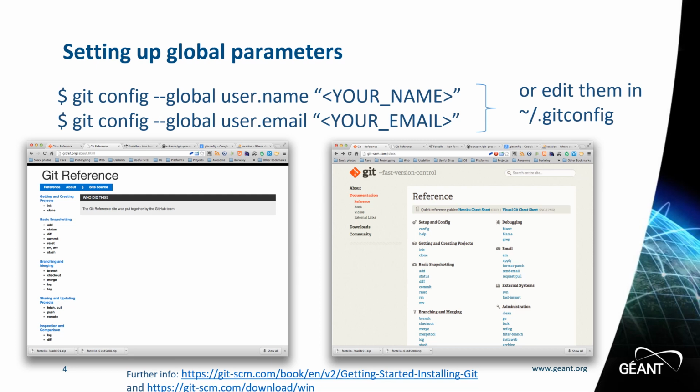In this slide, we show how to set up some global parameters for Git on your computer. To set up your name, use git config --global user.name and your name. To set your email, use git config --global user.email and your email.